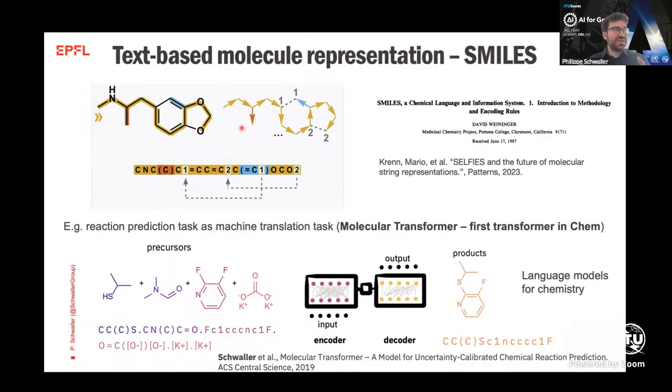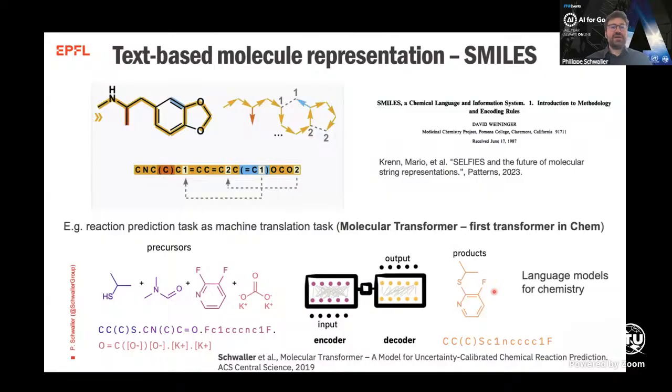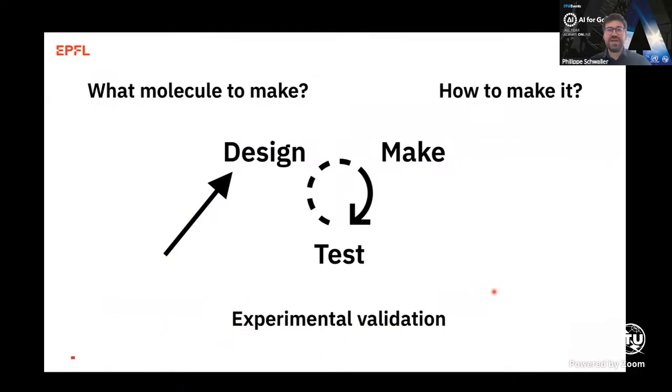So basically, what we did is to map reaction prediction, where you want to predict the most likely product out of a set of reactants, to a neural machine translation task, so that you would now not translate from one language to another, for example, German to English, but you would translate from a precursor space to a product space. And this worked reasonably well, surprisingly, so that I continue to work on language models for chemistry. But now that you see how molecules can be represented as text, let's start with the design part.